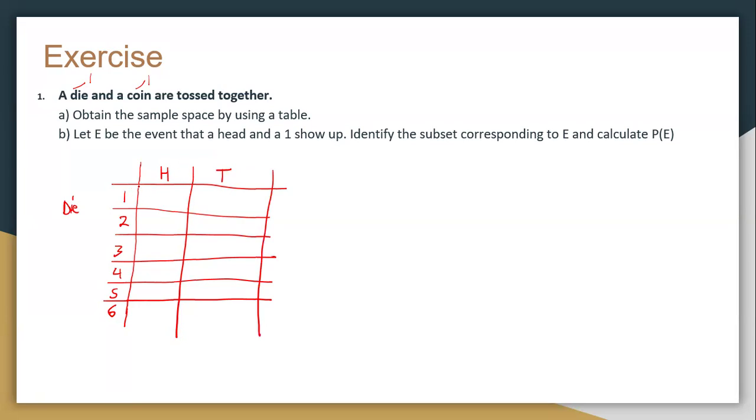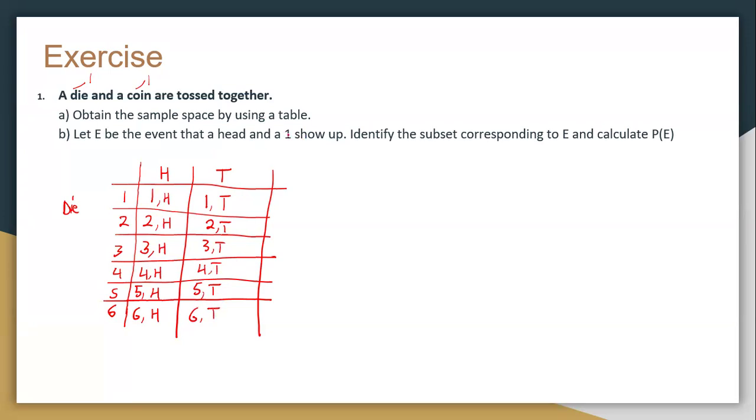When we combine them and we are tossing together, we can either have 1 and a head, 1 and a tail, 2 and a head, 3 and a head, 4 and a head, 5 and a head, 6 and a head. Then here we shall have 2 and a tail, 3 and a tail, 4 and a tail, 5 and a tail, then 6 and a tail.